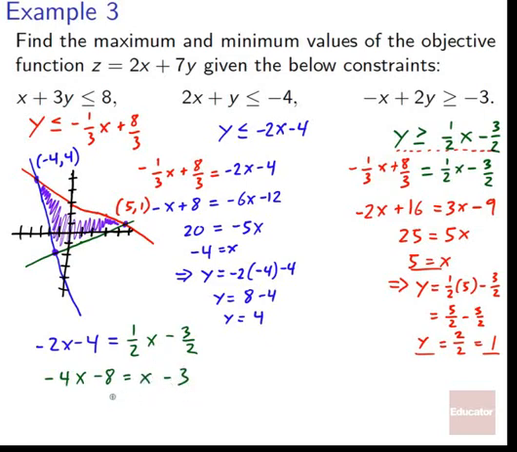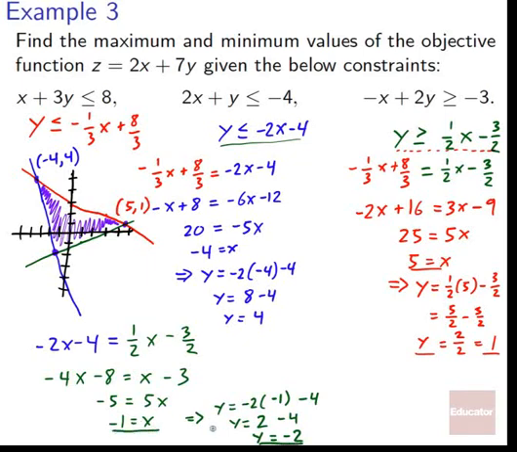Put our x's together, put our constants together. So add 3 to both sides, we get negative 5. Add positive 4x to both sides, we get 5x. Divide by 5 on both sides, we get negative 1 equals x. We can now plug that into either one. This one to me looks friendlier. So y equals negative 2 times negative 1 minus 4. Y equals positive 2, as the negatives cancel out, minus 4. Y equals negative 2. So we've got y equals negative 2 and negative 1 equals x. So a point here will be negative 1, negative 2.